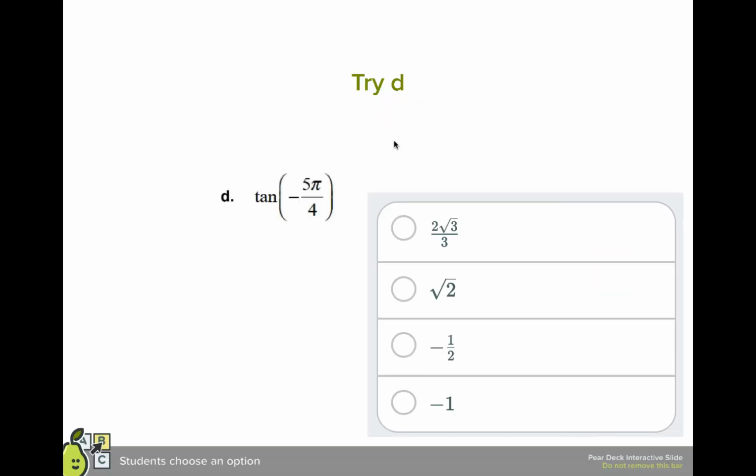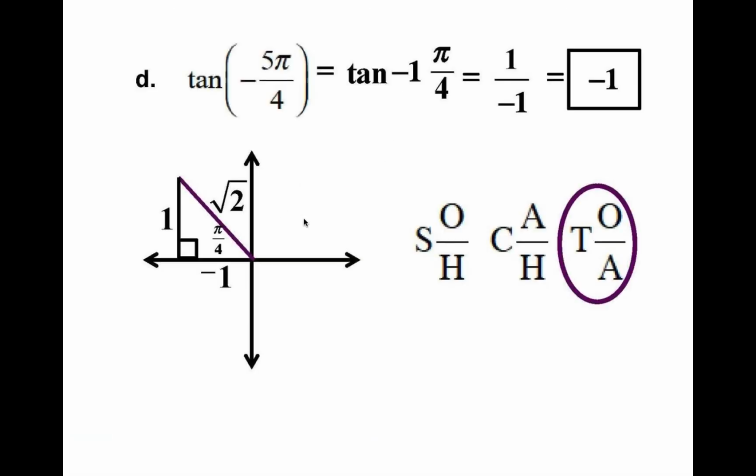Try D. Okay, so this one is 1.25 pi in the negative direction. So you have half pi 1, 1.5. So it's going to be over here. The denominator is 4, so this is pi over 4. The legs are equal in pi over 4 because it's a 45, 45, 90. And then the hypotenuse is the square root of 2. Don't forget the square root. Left is negative, up is positive. So your tangent ratio is TOA, opposite over adjacent. So you get 1 over negative 1, which reduces to negative 1.